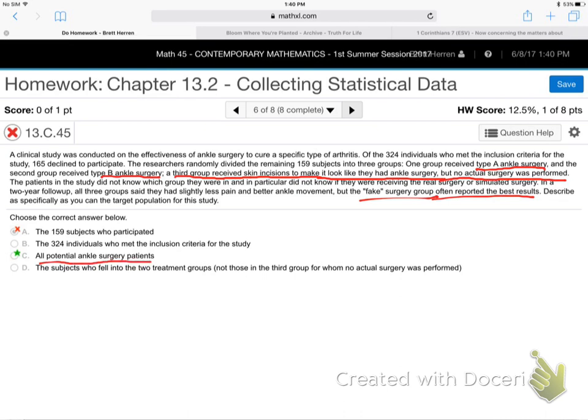Do you see it's all potential ankle surgery patients? Do y'all see that? This is answered wrong a lot by students. Is that okay? Does that make sense? Target is what you're aiming at. You're not just aiming at the 324, the 159. Why are they doing this? They want to know if, in general, the ankle surgery works or not, right? All of them.